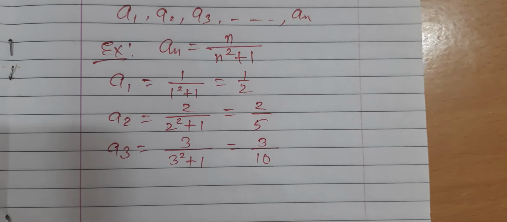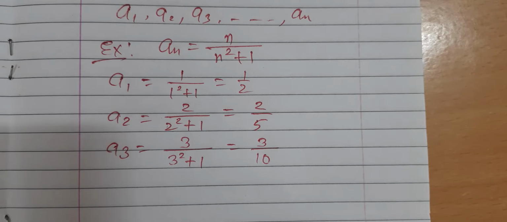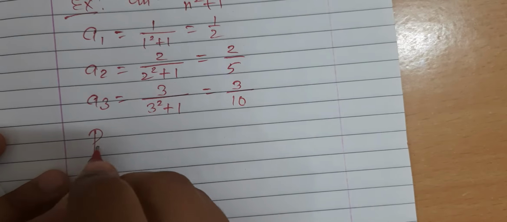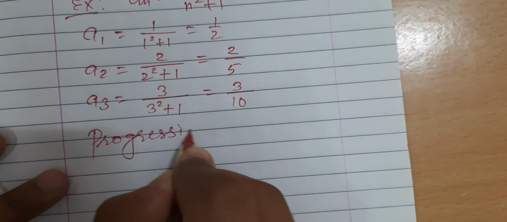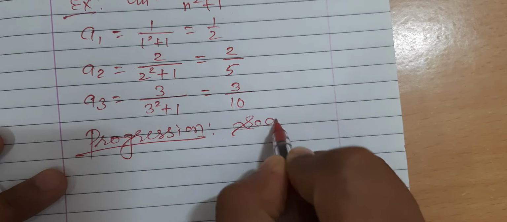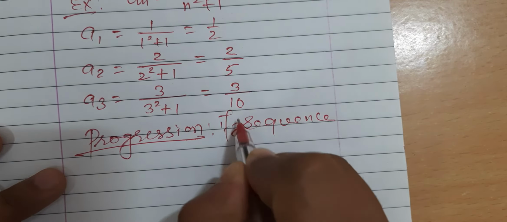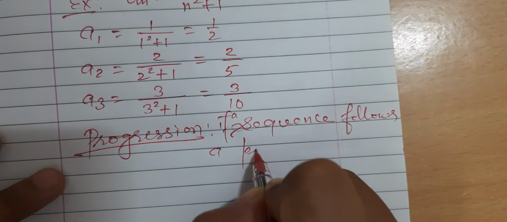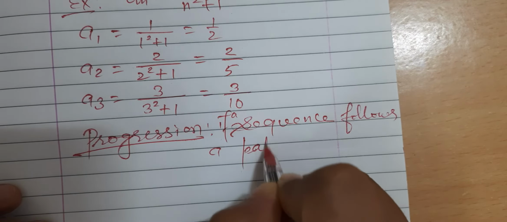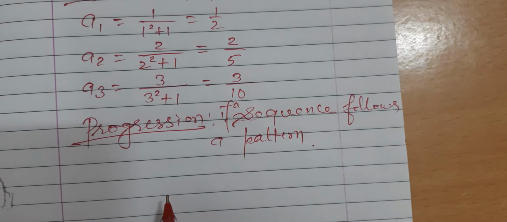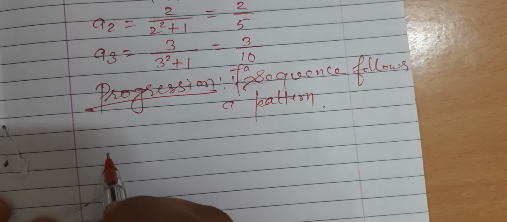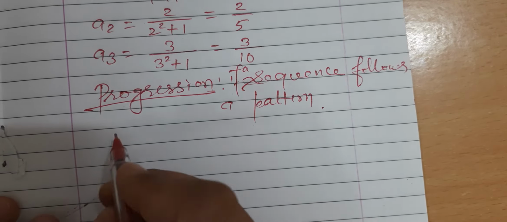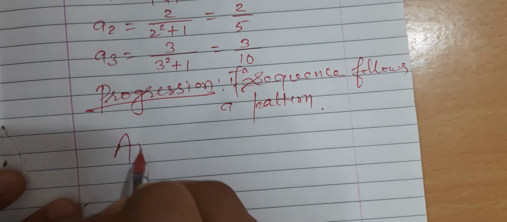Now sometimes a sequence follows a particular pattern. So a sequence which follows a particular pattern is called a progression. If a sequence follows a particular pattern, then it is called a progression. Like arithmetic progression, which we have studied in class 10. So here also we will study this arithmetic progression.